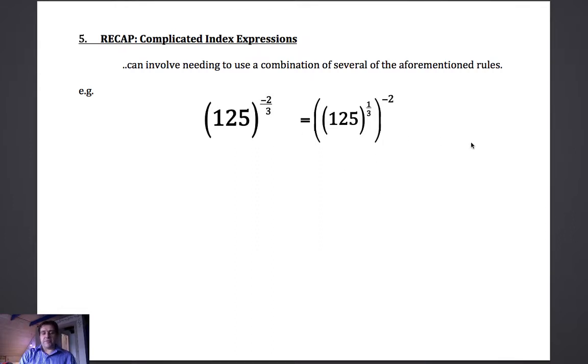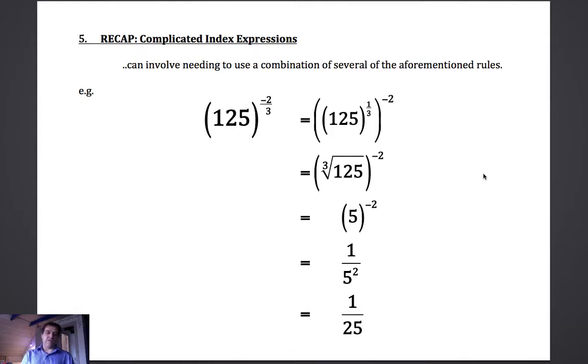So 125 to the power of a third is the same as the cube root of 125. So I can write that as the cube root of 125 to the power of minus 2. And the cube root of 125 is just 5, because 5 times 5 times 5 makes 125. So that's the same as 5 to the power of minus 2. Now remember, when you see a minus power, it's not a minus number, it means 1 over the corresponding positive power. So that's the same as 1 over 5 squared, or 1 over 25.